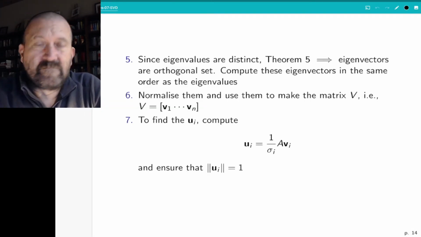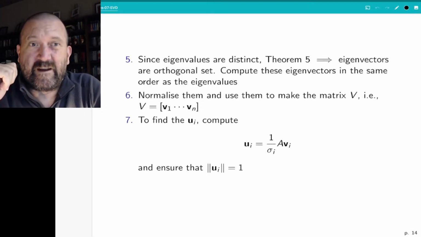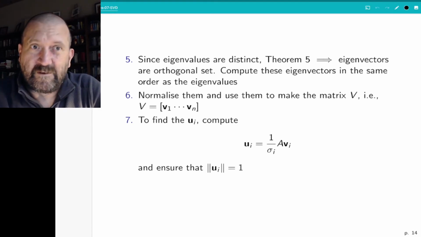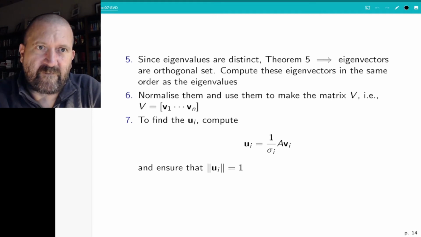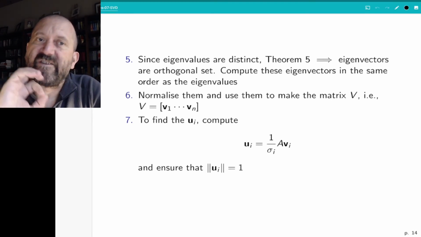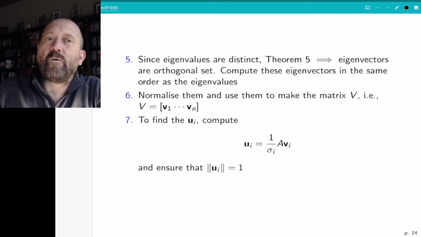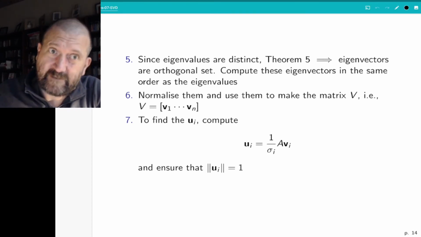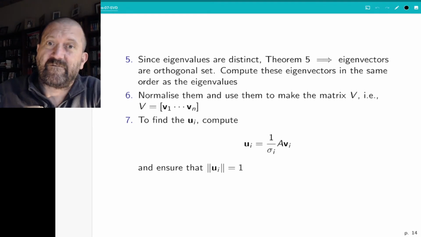So I'll compute these eigenvectors now. I know that they're going to form an orthogonal set. I compute the eigenvectors, and this is very important: I need to compute them in the same order as we've ordered the eigenvalues and therefore the singular values.